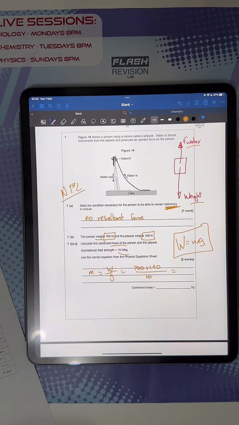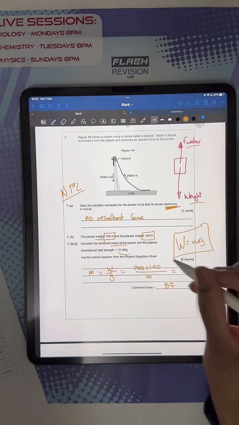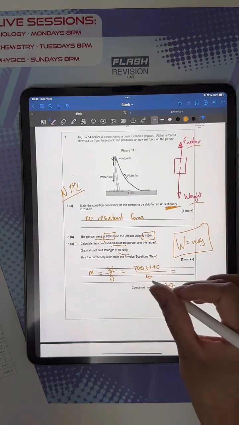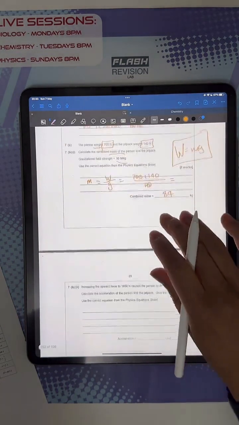Wait, for 7a, would you get the mark if the forces are equal? Yeah, if you said forces are equal, you would get the mark for the previous one. Excellent, guys. 84 kilograms. That becomes 840 at the top. 840 divided by 10 gives you 84. Well done, guys. All right, next one.